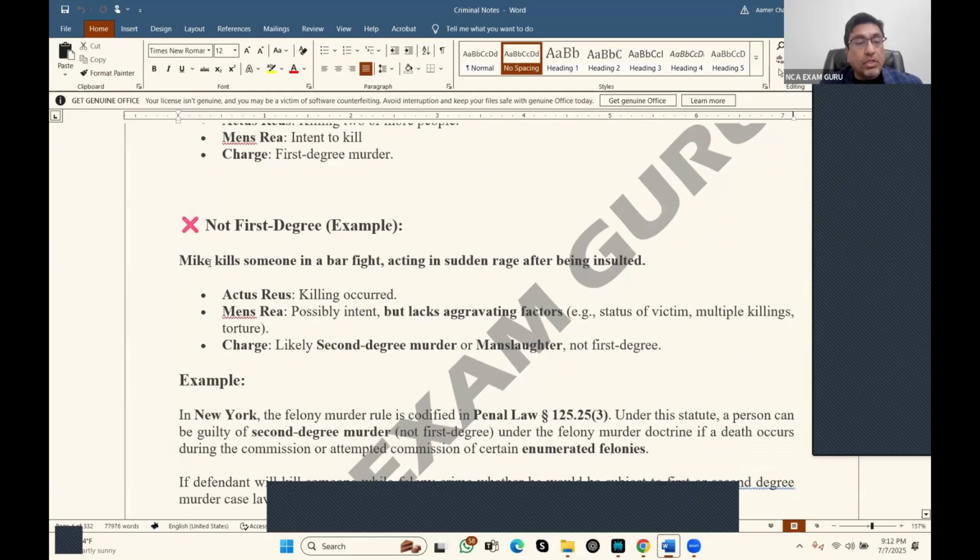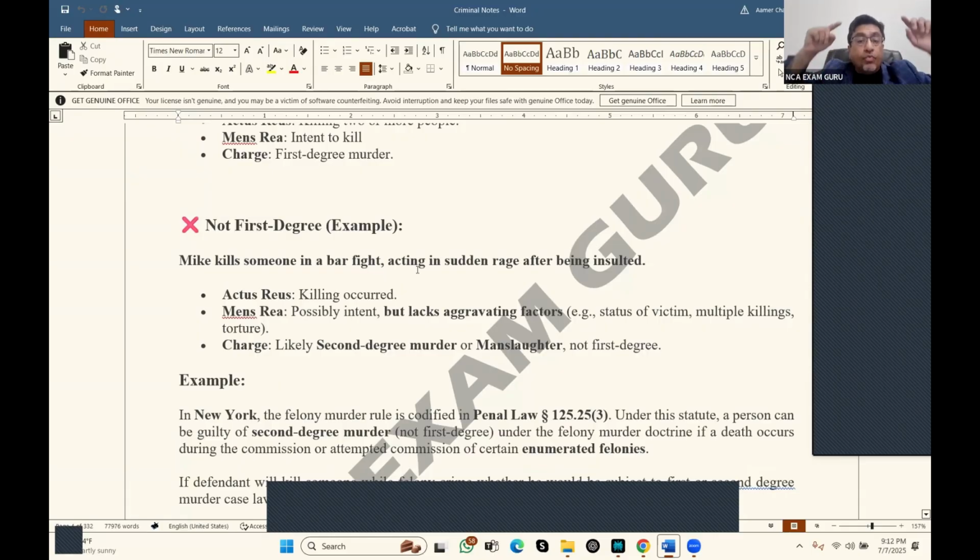Now you have to look at this: Mike killed someone in a bar fight, acting in a sudden rage after being insulted. Killing occurred, possible intent, but a lack of aggravating factors. Why not first degree murder? Why second degree murder? In the bar fight, Mike kills someone.